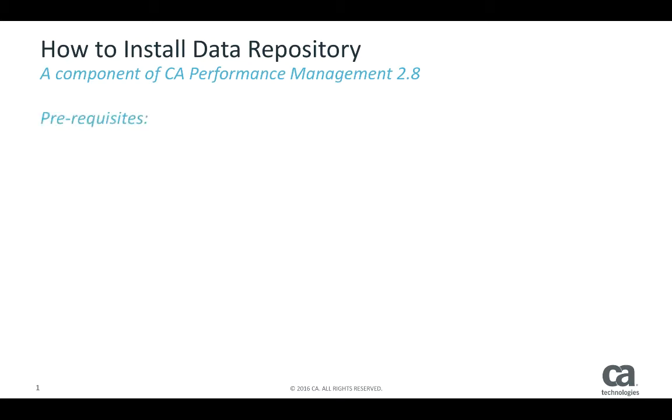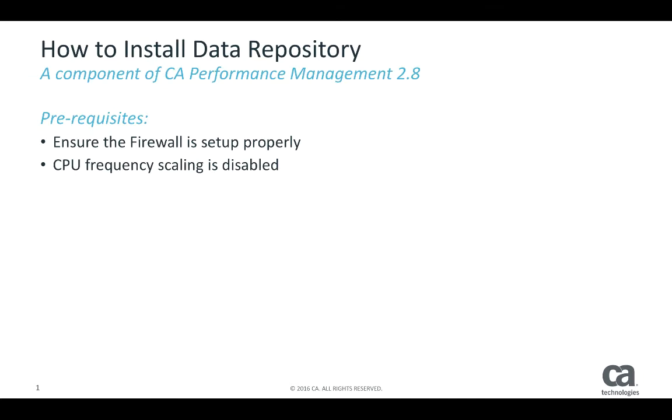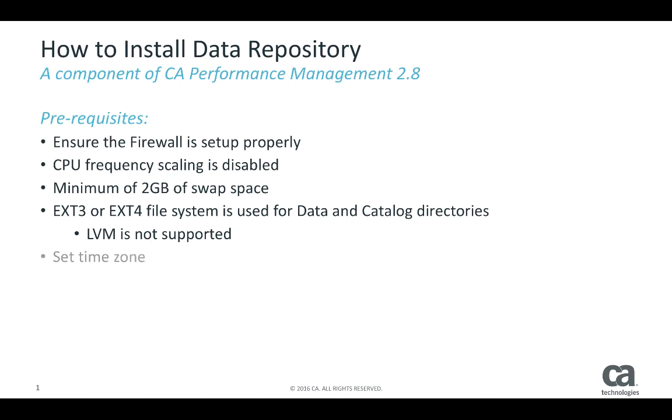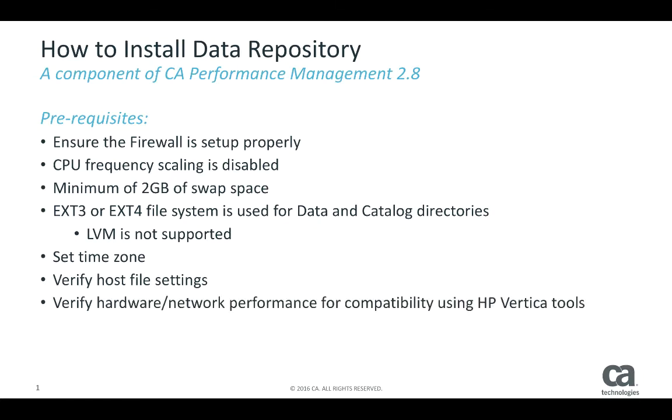The prerequisites include ensuring that the firewall is set up properly, that CPU frequency scaling is disabled, there's a minimum of 2 GB of swap space, that the ext3 or ext4 file system is used for the data and catalog directories. Note that LVM or the Logical Volume Manager is not supported for these directories. Make sure that your time zone is set, make sure that your host file is correct, and verify the hardware and network performance using the HP Vertica tools.